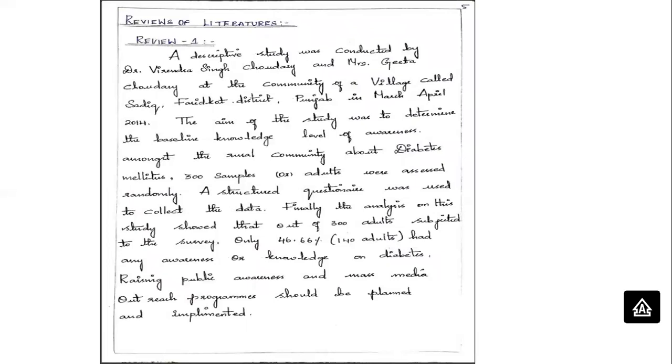So next is review of literature. You're going to write about 5 to 6 reviews of literature. I'm going to tell you what you're going to write in the review of literature. Okay, the first point should consist of which kind of study it was and by whom it was conducted. Like I have written, a descriptive study was conducted by Dr. so and so in a community village called Sadik, Punjab, and on which date it was taken. The first point should consist of all this.